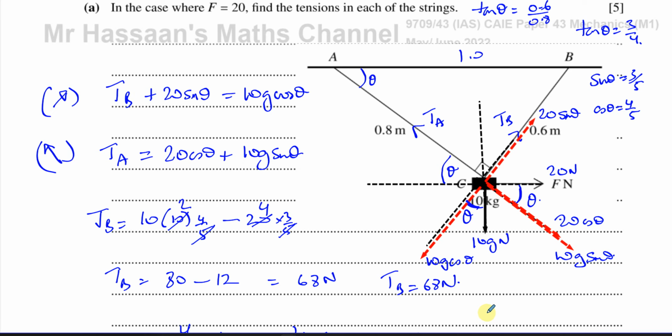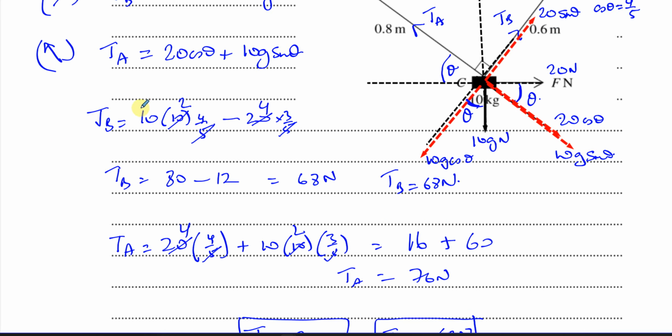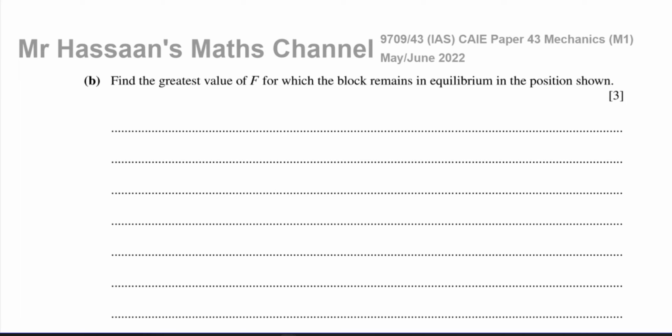Okay, so that's part A done, and now we're going to move on to part B. So it says, find the greatest value of F for which the block remains in equilibrium in the positions shown.